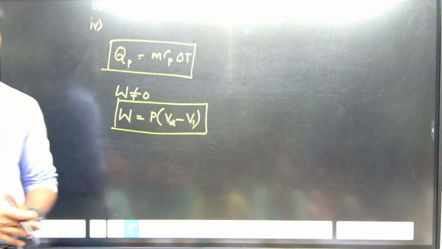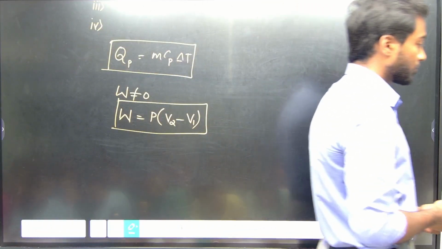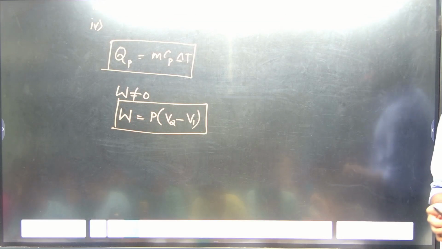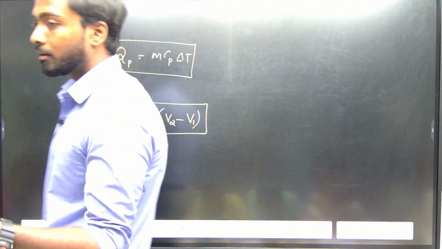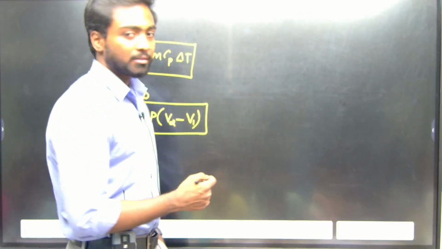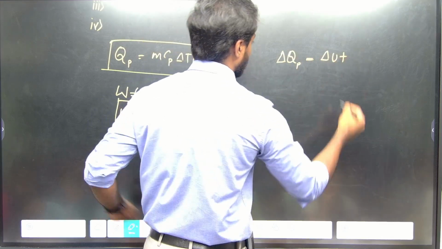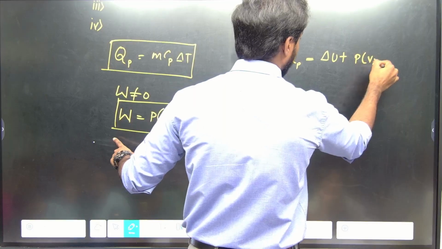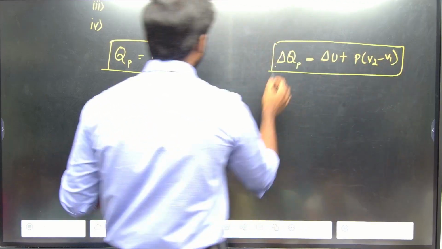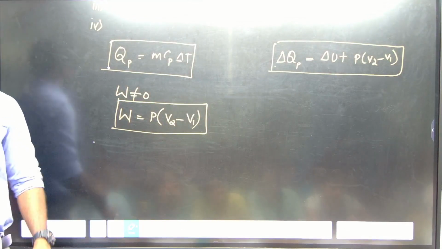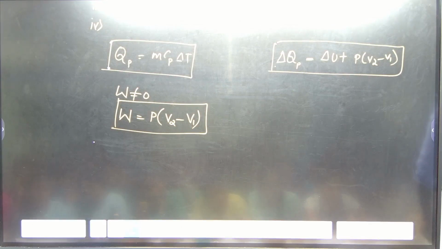According to the first law of thermodynamics, Q is equal to U plus W. So delta QP is equal to delta U plus W, and W here is P into V2 minus V1, and the QP value I know, m Cp delta T.